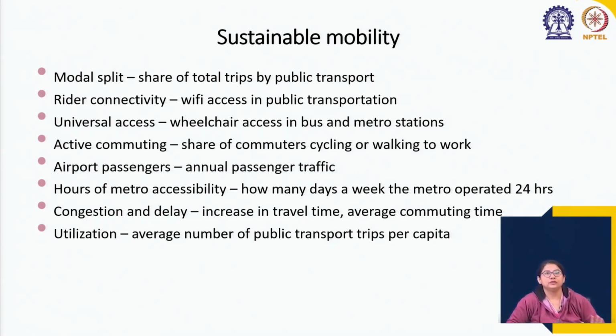And airport passengers are also included, which is annual passenger traffic for air related accessibility, and hours of metro accessibility, which looks into the operational hours of metro service, and also congestion and delay, which is one negative aspect that does impact the population, which is measured by the amount of travel time, the average commuting time, and utilization with respect to the average number of public transportation trips per capita.